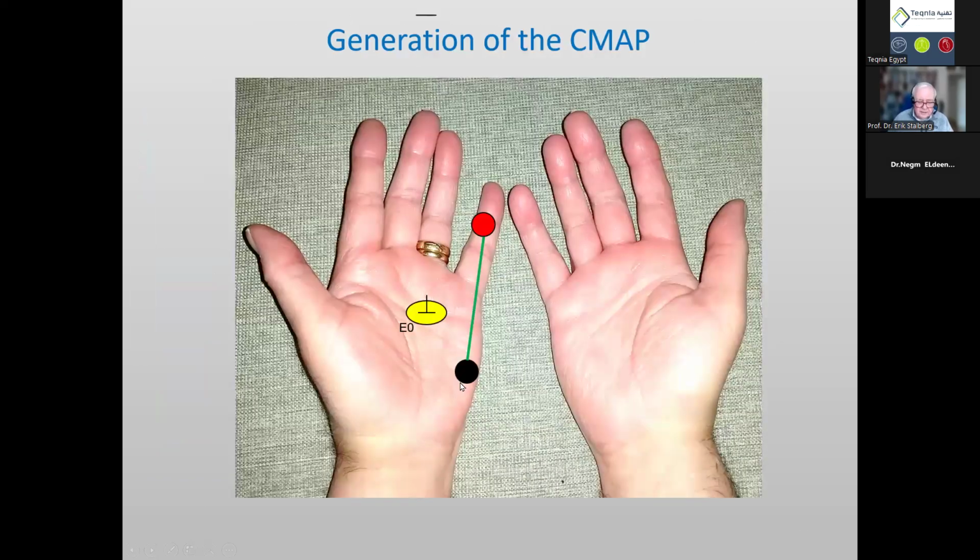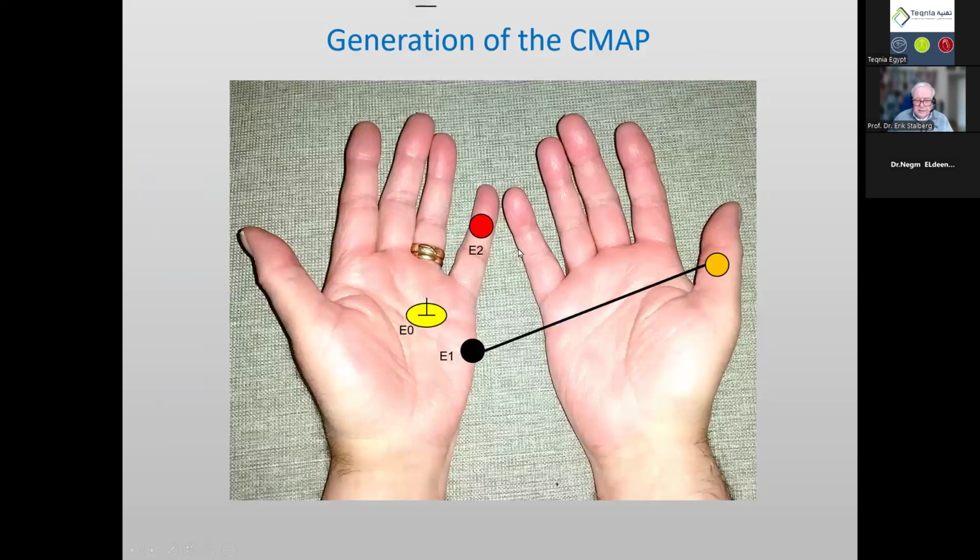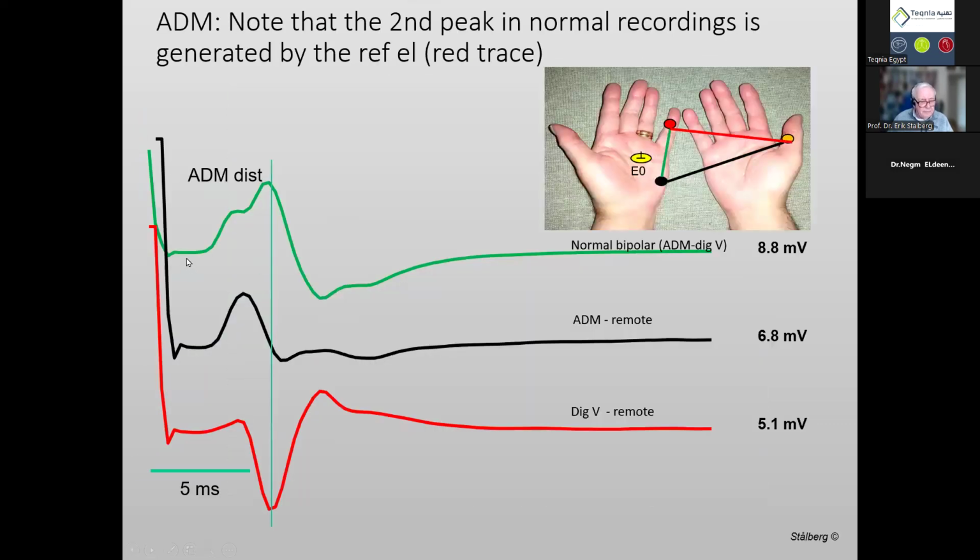Here is the same trick for the ulnar, and we test here and here. And this is our daily recording. Often we have 2 peaks when we do the ulnar. This one is the recording from the ADM. This one is upside down, a big recording from the little finger. Very funny.